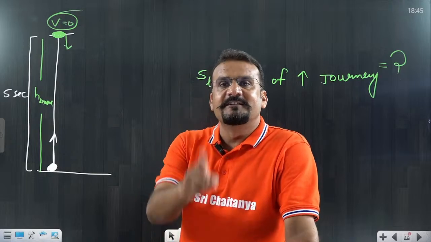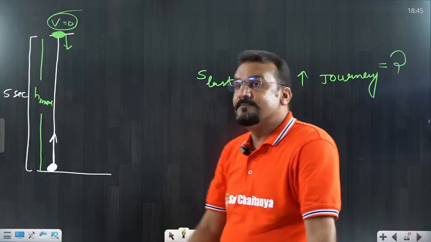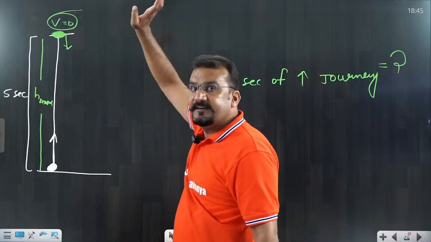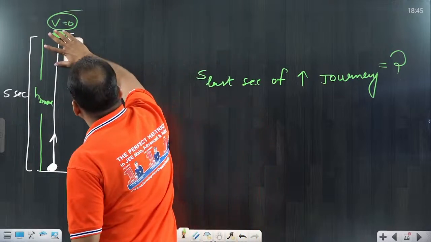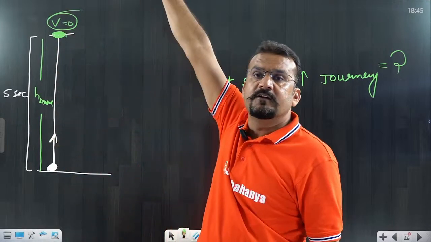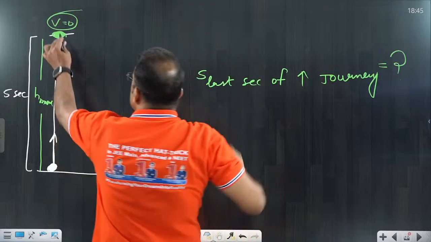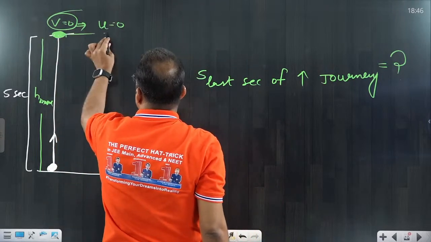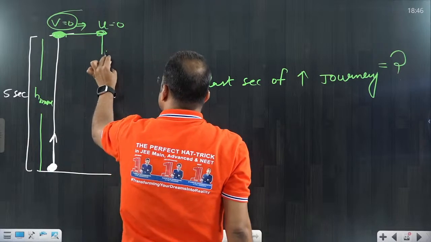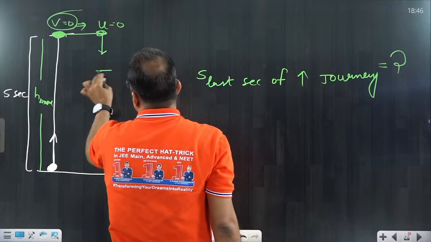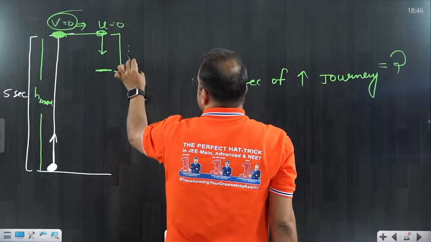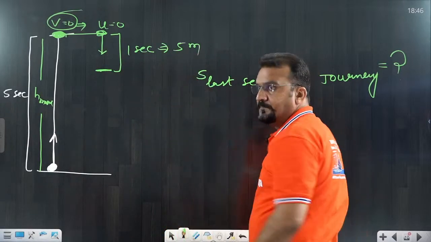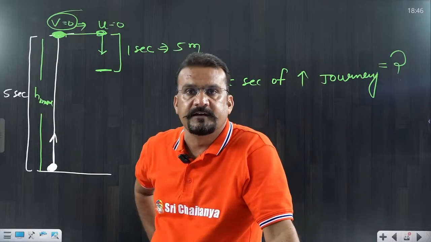I told you that symmetry. What is symmetry, sir? We don't know the distance covered in the last second, but we know that the last second means 1 second going upward. That means when the ball stops, now it becomes a downward journey. I am taking the downward journey here. It's coming downward. This is the 1 second journey. In 1 second, how much distance is covered? Distance covered is 5 meters.